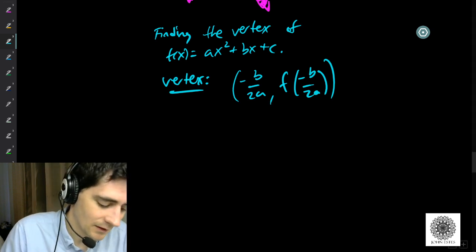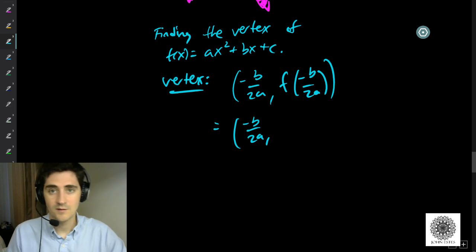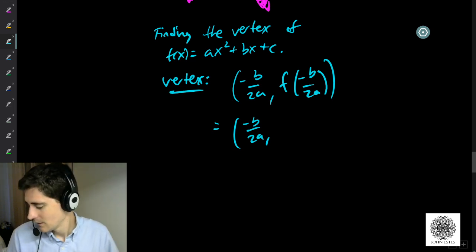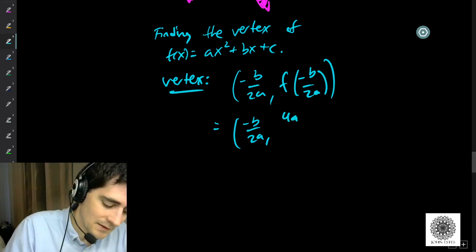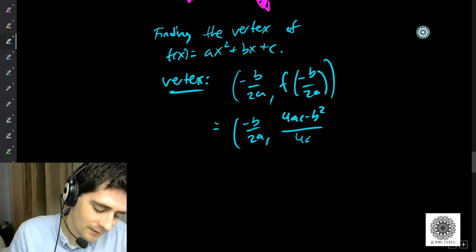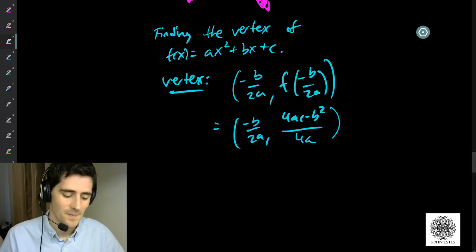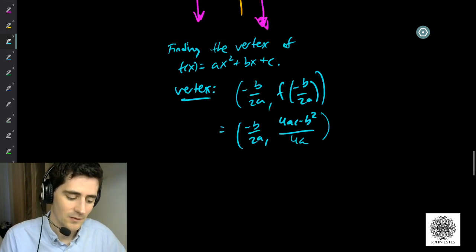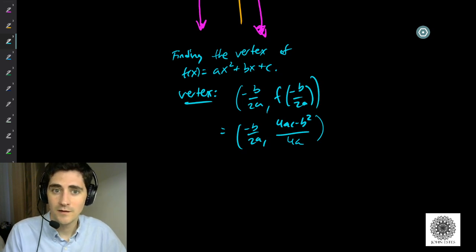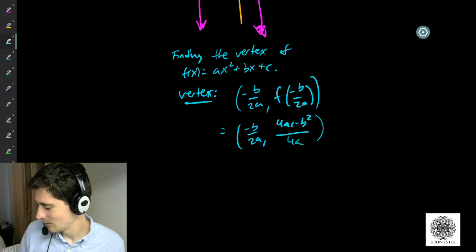And if you actually did the algebra on that, what that would make your y-coordinate to be, you have negative b over 2a for your x-coordinate. You get 4ac minus b squared all over 4a. That would be your y-coordinate. I don't like doing this because why memorize all this when we can just hash it out ourselves with the algebra? The algebra is stronger than we realize.